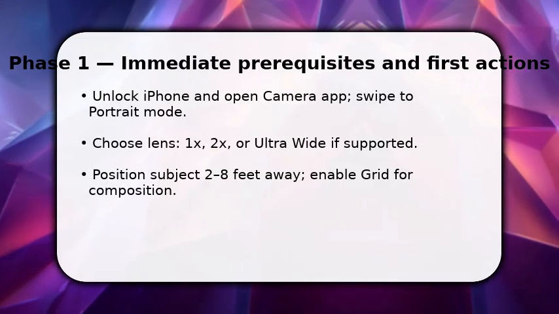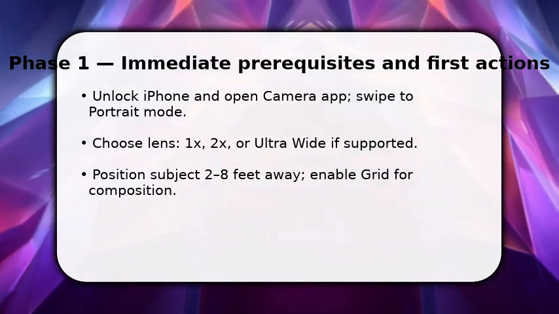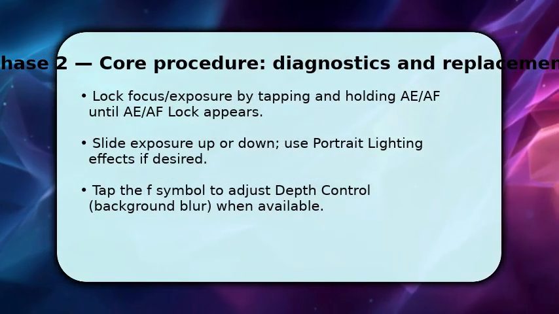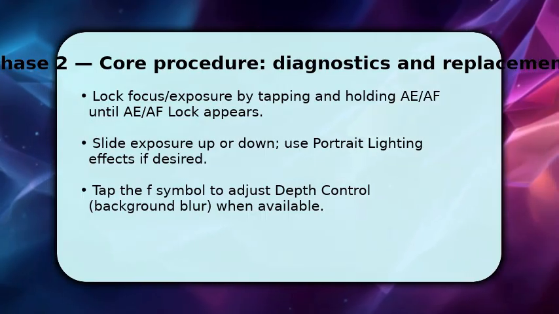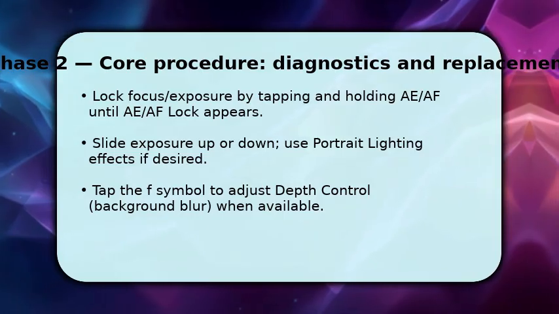Make sure portrait lighting is set to natural or studio for predictable skin tones. These initial choices determine the whole shot. Now compose and lock your exposure and focus. Tap and hold on the subject until AE/AF lock appears. This keeps the camera from shifting mid-shot.